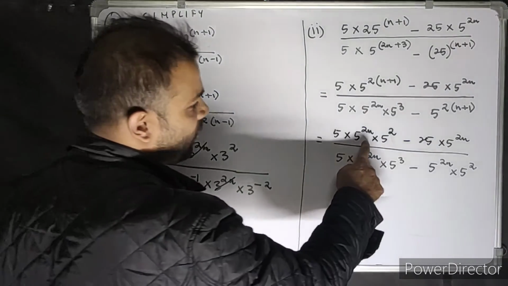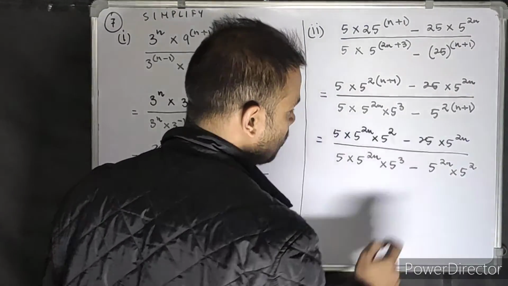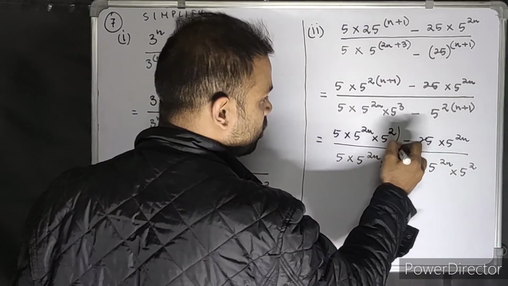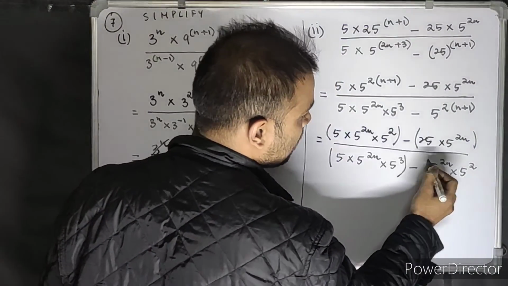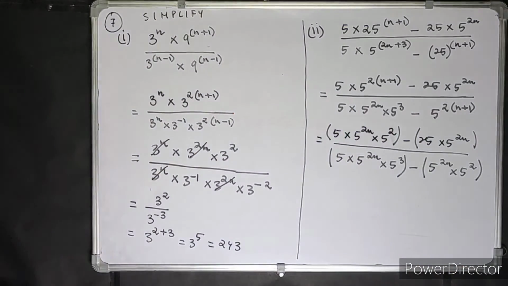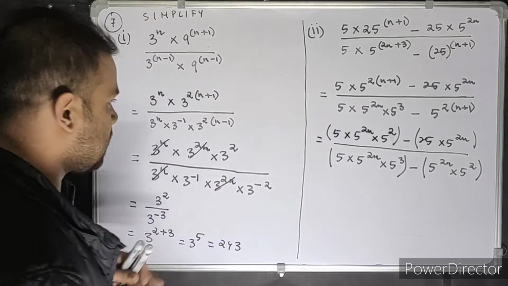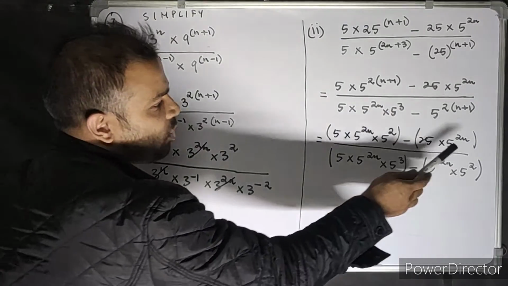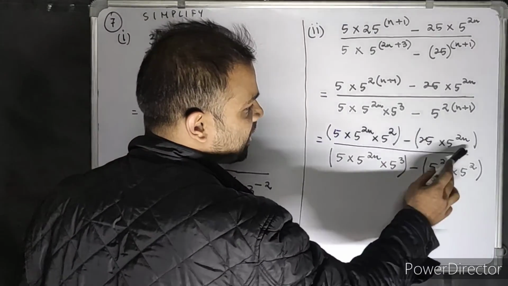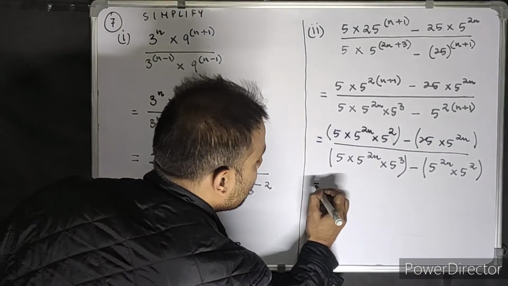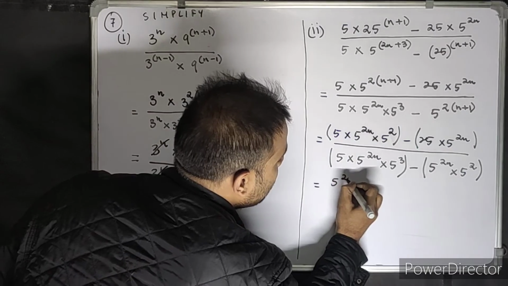Now look, 5 to the power 2n is common. Those of you confused, this is one whole thing, this is one whole thing. There's no subtraction in between in this question. It's all multiplied, so just cancel it out. Take out 5 to the power 2n common. If you think of 5 to the power 2n as x, this is x and this is x, so x and x came out. So 5 to the power 2n came out.